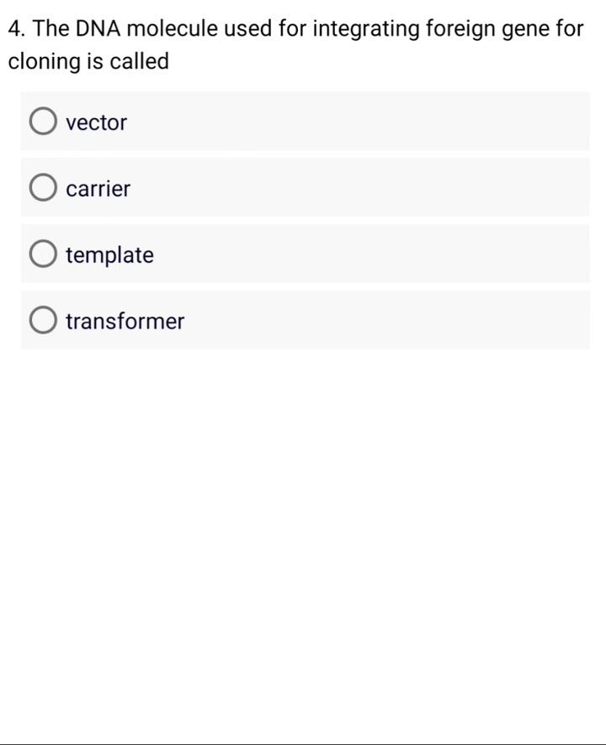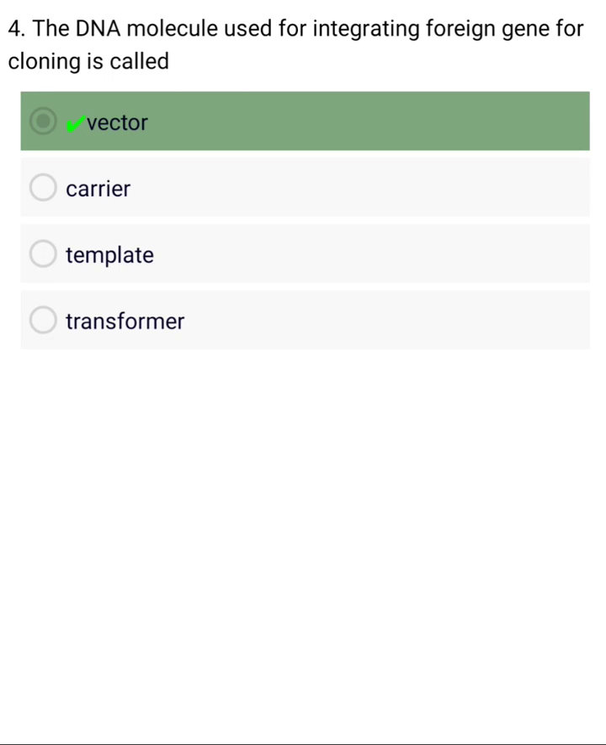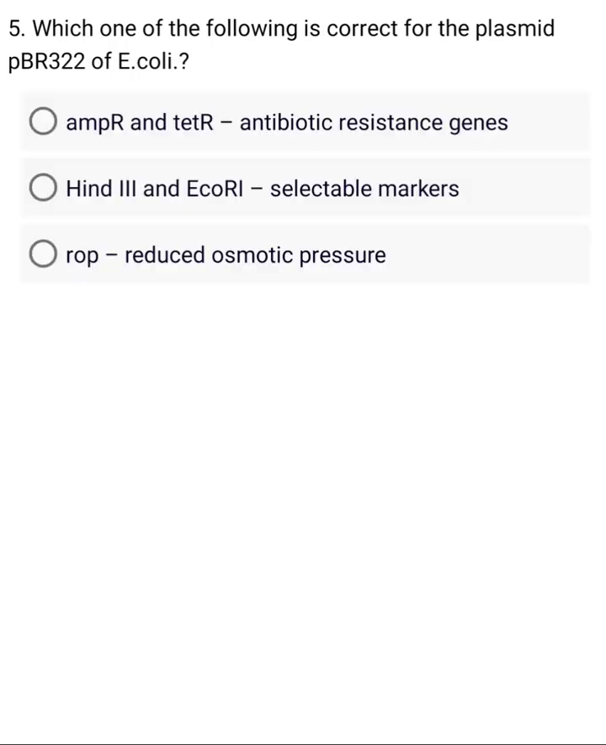The DNA molecule used for integrating foreign gene for cloning is called A. Vector, B. Carrier, C. Right. Which one of the following is correct for the plasmid PBR322 of E. coli? A. AMPR and TETA antibiotic resistance genes.